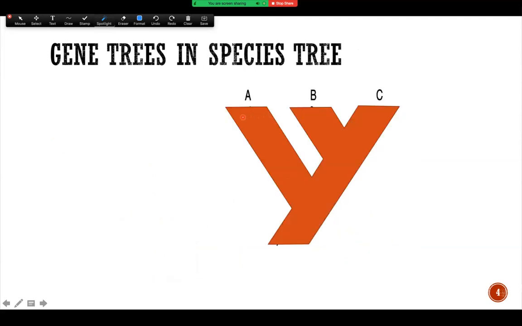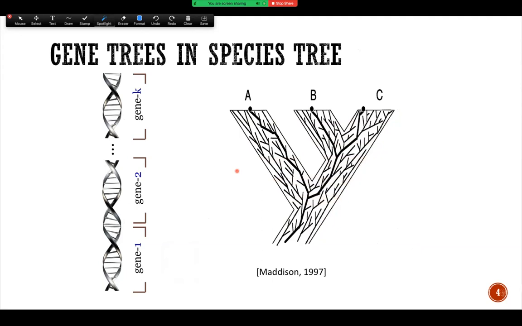Here, a species tree is shown using a block diagram. And here, each of the line diagrams shows the evolutionary relationship of a single gene. As different regions of the genome can evolve differently, we can see the species tree as a cloud of gene histories.